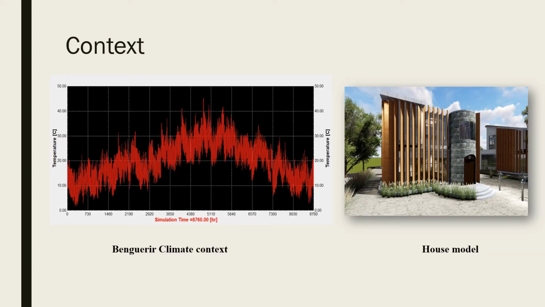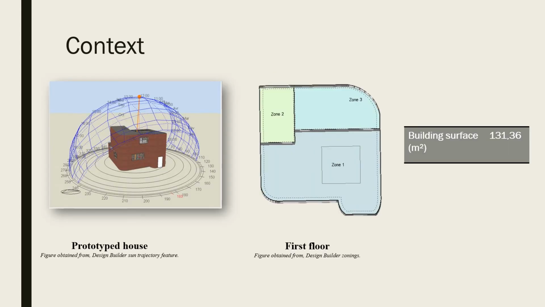The house is situated in Benguerir, a region which is under the 5th climate zone of Morocco, known to have a semi-arid climate. The region has high temperatures in summer with a very dry climate throughout the year. The case study is a simple courtyard house composed of a ground floor and the first floor.